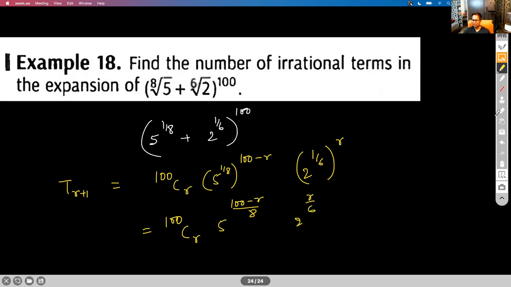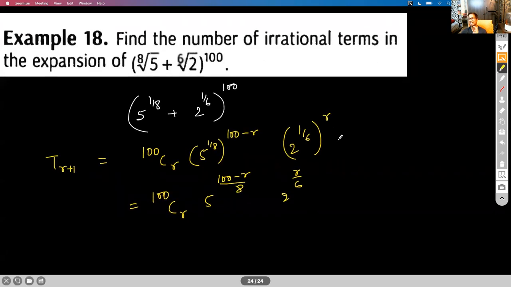Now let us focus on what will make this term rational. First of all, let's say I want this to be rational. What can you comment about these powers that you have on 2 and 5? Should they be any value, or should there be some specific values assigned to them? Can I have this as 2 by 3, or can I have this as, let's say, 5 by 8, something like that?